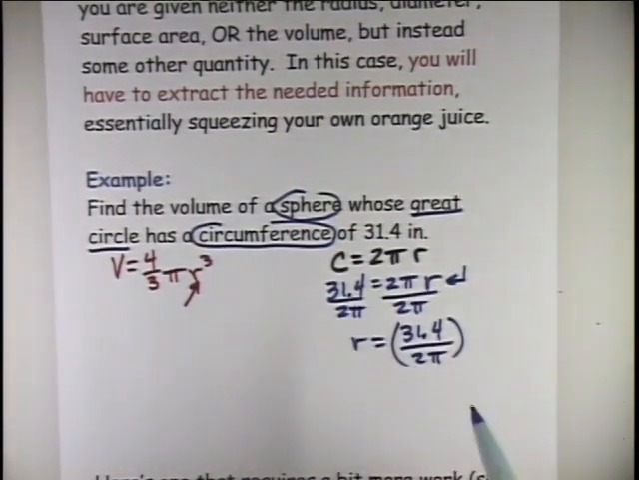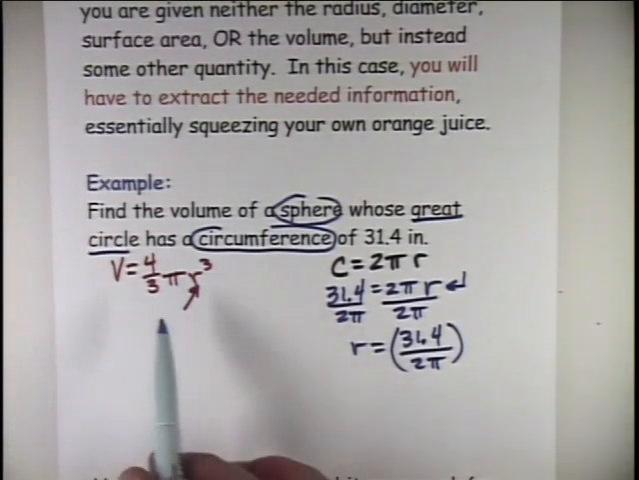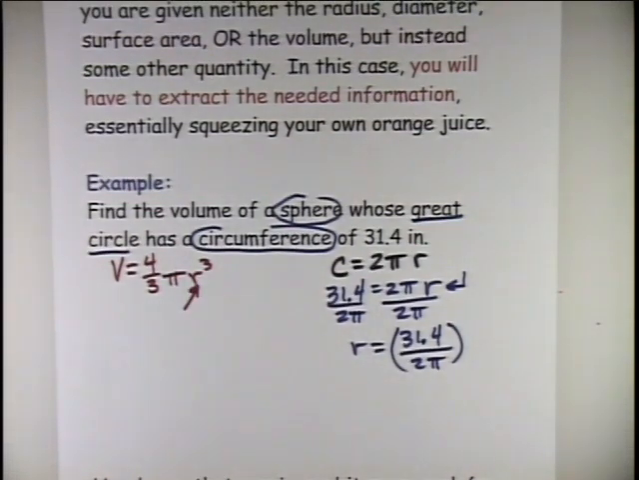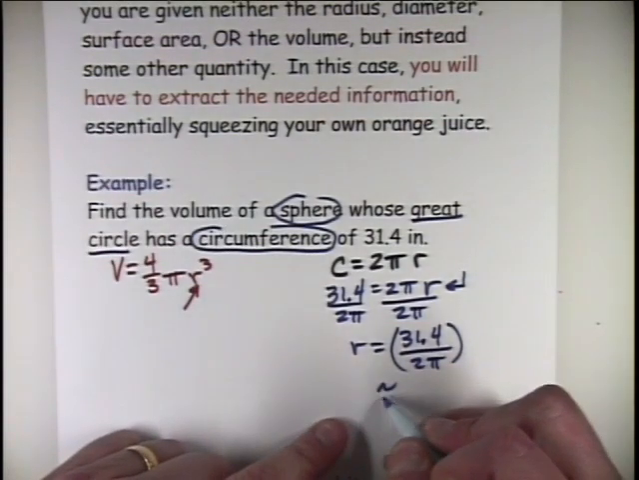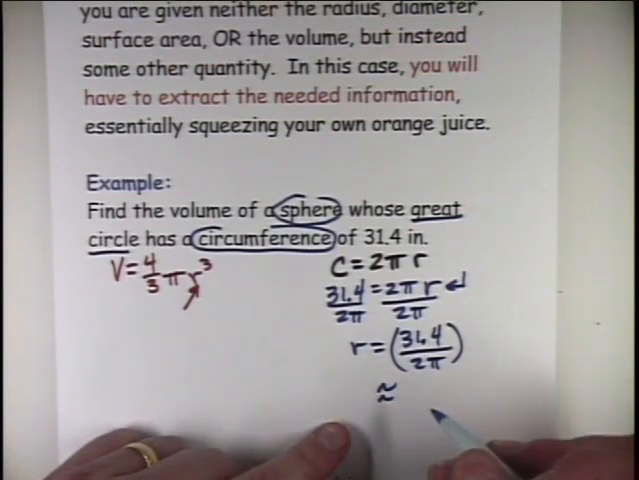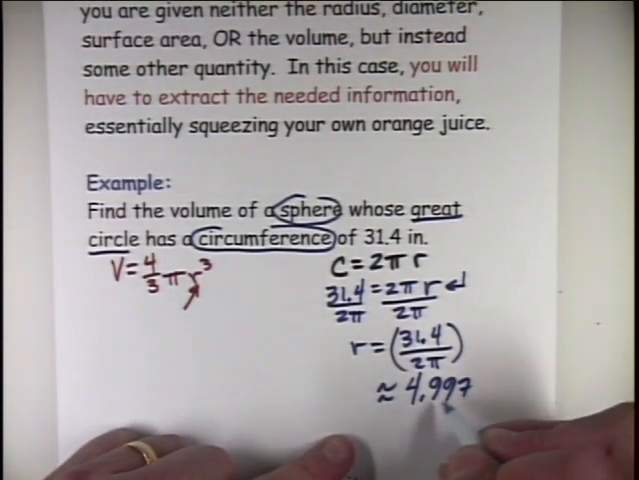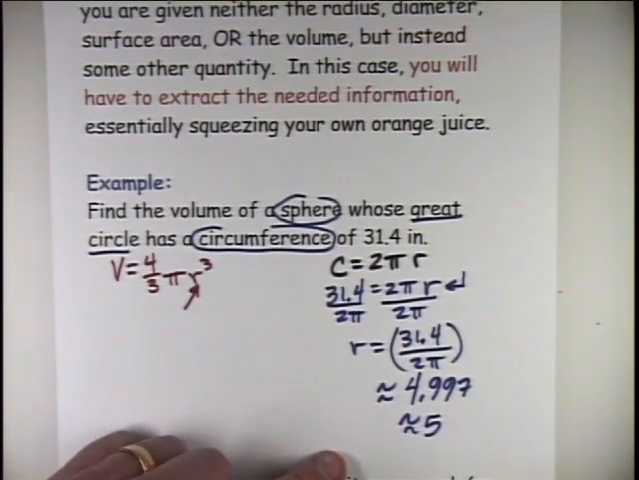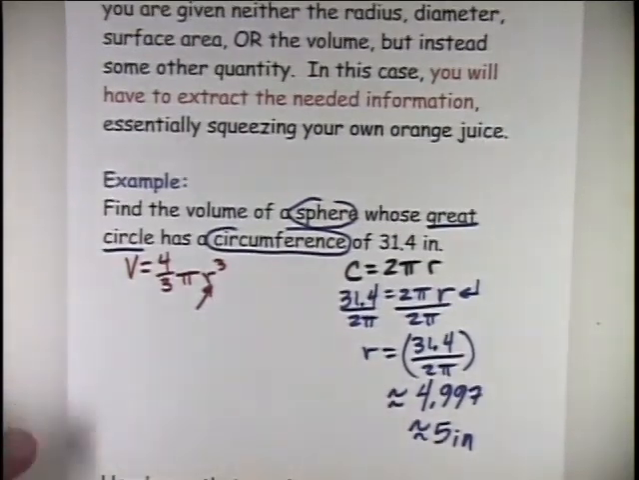Now, what do I do with that? Well, I need to plug that number back in over here for r in my volume equation. So, do you want to plug this entire expression in? Well, you could punch it into your calculator, and you're going to see in this case that it comes out pretty close to 5. It's 4.997, which I think we're not going to lose any information if we just call that 5 inches. So let's go ahead and plug 5 in over here.